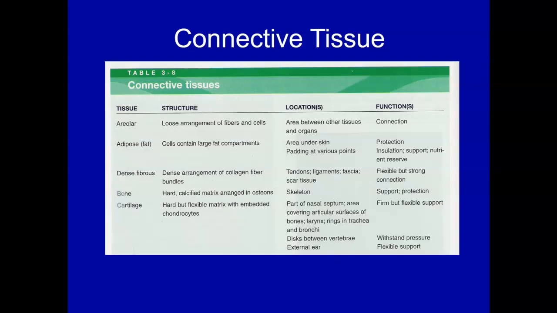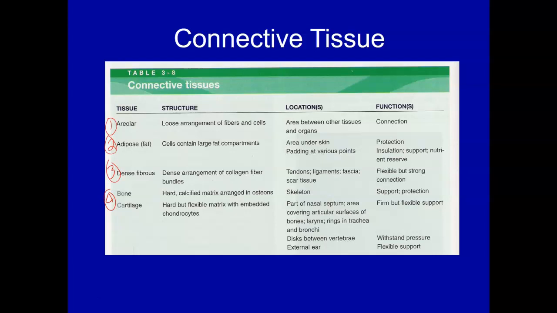Bone and cartilage. So numbering them again: areolar, number 1, adipose, number 2, dense fibrous, number 3. Bone and cartilage we kind of put together because when our bodies are starting to build a skeleton, it starts with cartilage. Cartilage is the first tissue laid down in the developing embryo that will eventually become bone. It's hard, but it's extremely flexible, all right? It has lots of a particular cell type called chondrocytes. Chondrocytes make and reproduce more cartilage, okay?